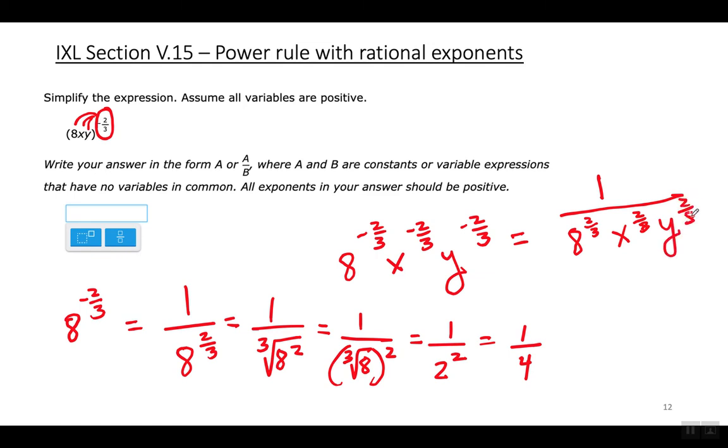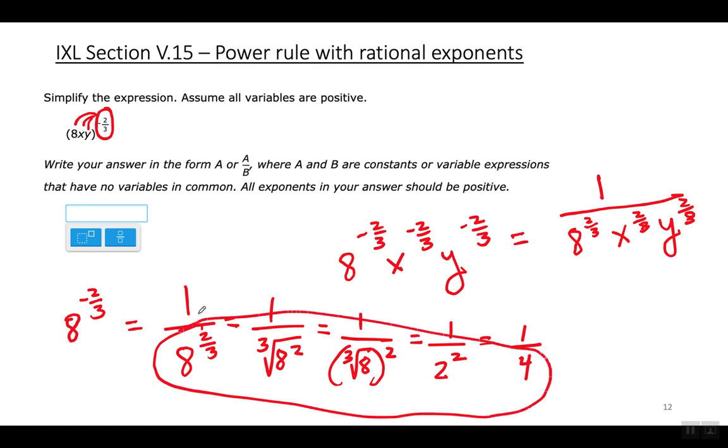Sorry guys, my writing tools are messing up here. That's 2 over 3, 2 over 3. All right, I could have just done this, and then once I got 8 to the 2 over third power, just do this part that's right down here on the bottom, which will give you 4 on the bottom. So my final answer is 1 over 4 x to the 2/3 power and y to the 2/3 power.